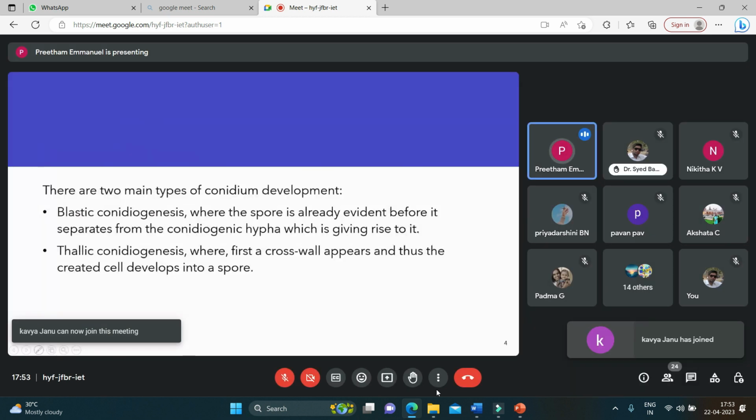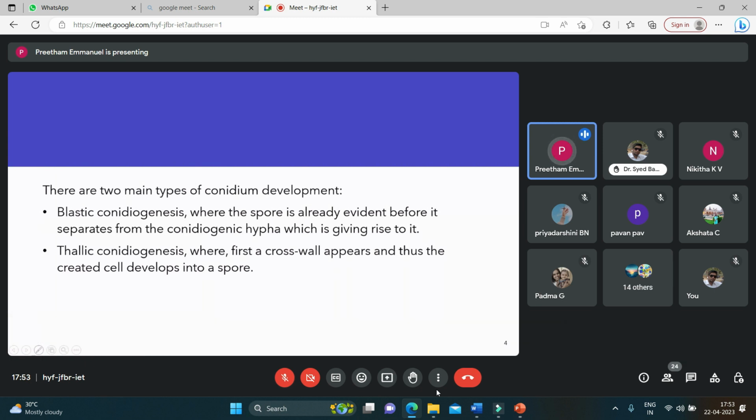Next, there are two main types of conidium development: blastic conidiogenesis, where the spore is already evident before it separates from the conidiogenic hypha which is giving rise to it. And another one is thallic conidiogenesis, where first a cross wall appears and thus the created cell will be developed into a spore.